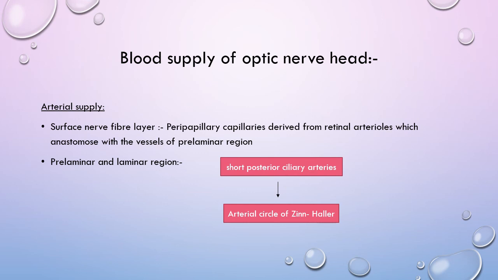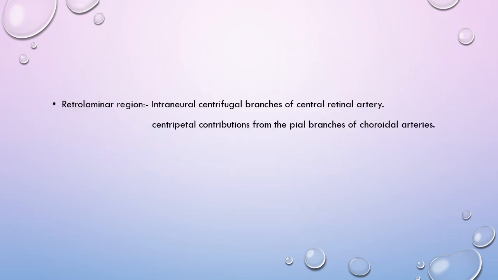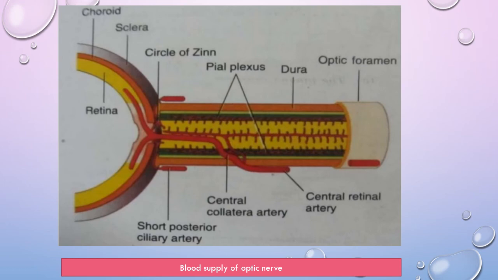Then coming to the prelaminar and laminar region. The prelaminar and laminar region is supplied by short posterior ciliary arteries, which form the arterial circle of Zinn-Haller. The retrolaminar part of the optic nerve has intraneural centrifugal branches from the central retinal artery and centripetal contributions from the pial branches of choroidal arteries. This diagram is very illustrative of the details of the blood supply of the optic nerve.